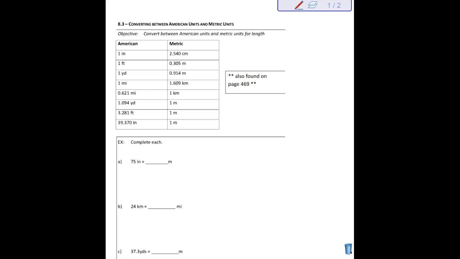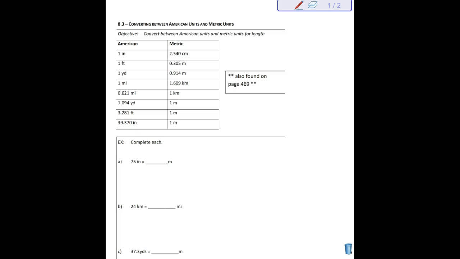In this video, we are going to talk about section 8.3, which is converting between American units and metric units for length. Okay, so you see this table I have here, which has listed a bunch of American units and their equivalent metric units. It can also be found on page 469 in your textbook. This is a good chart to have and refer to. It's going to be very important. We're going to use it a lot in this section.